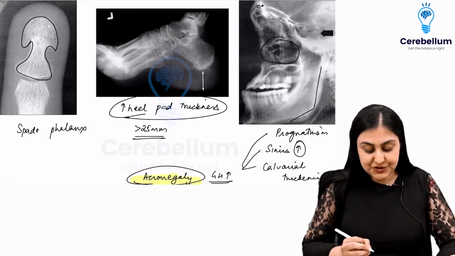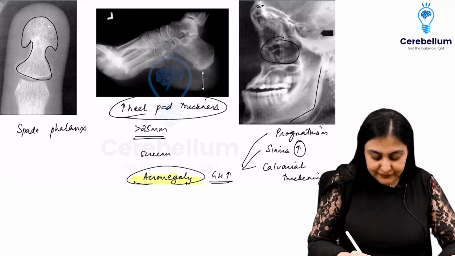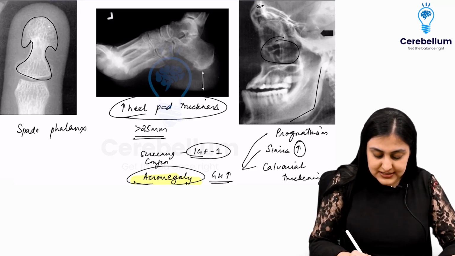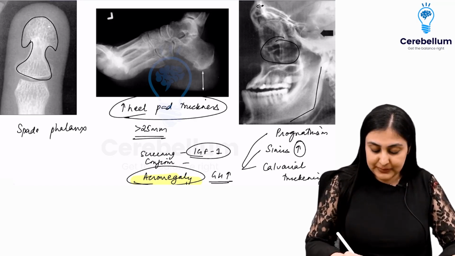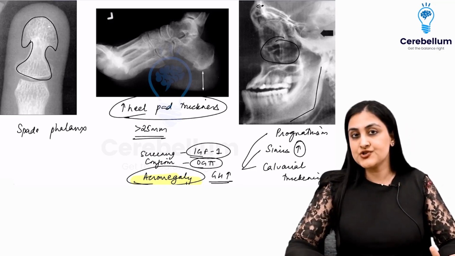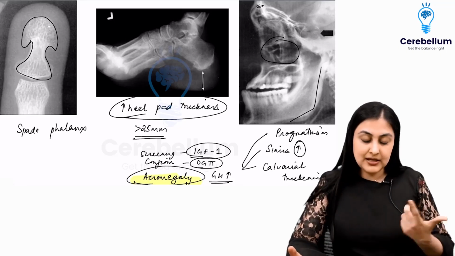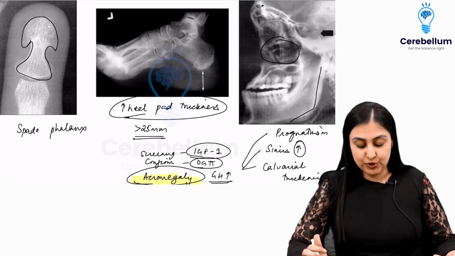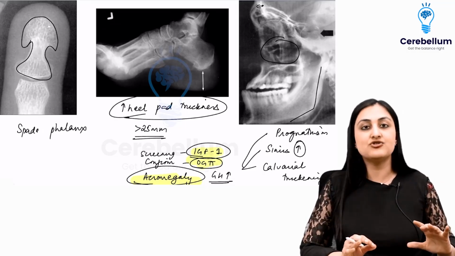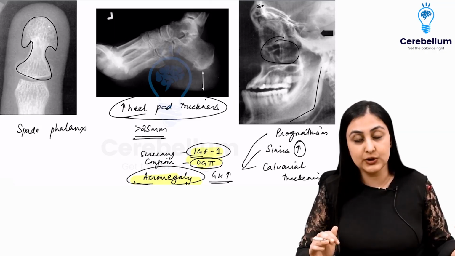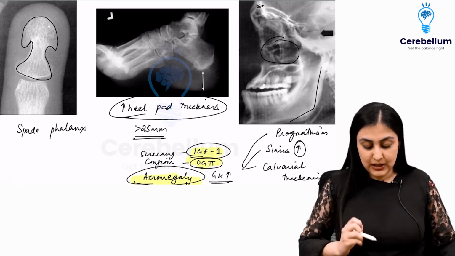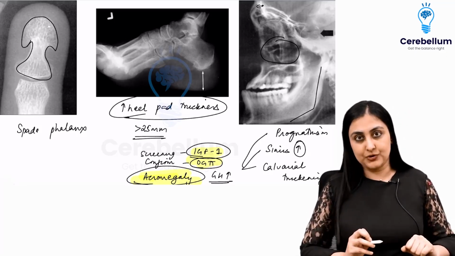Remember, the screening test for acromegaly is IGF-1, and the confirmatory test is going to be an oral glucose tolerance test. When I give glucose to a normal person, GH gets suppressed. But here, there is no suppression of growth hormone. Remember in endocrine, the general principle: the screening and confirmatory tests are always going to be biochemical, whereas the localizing investigations are going to be radiological. Okay, so this is about acromegaly.